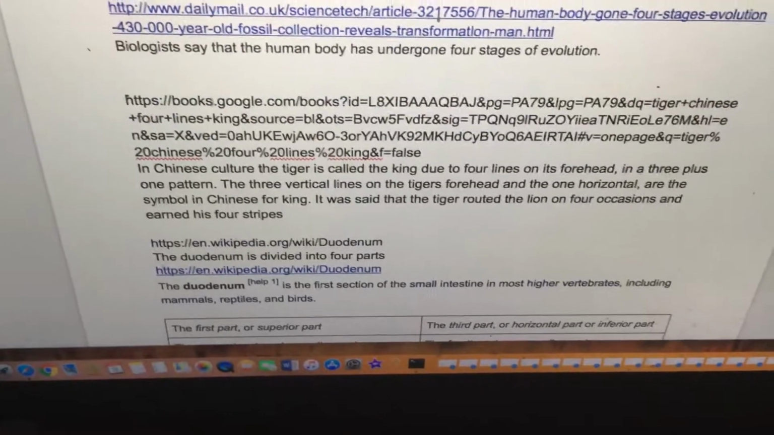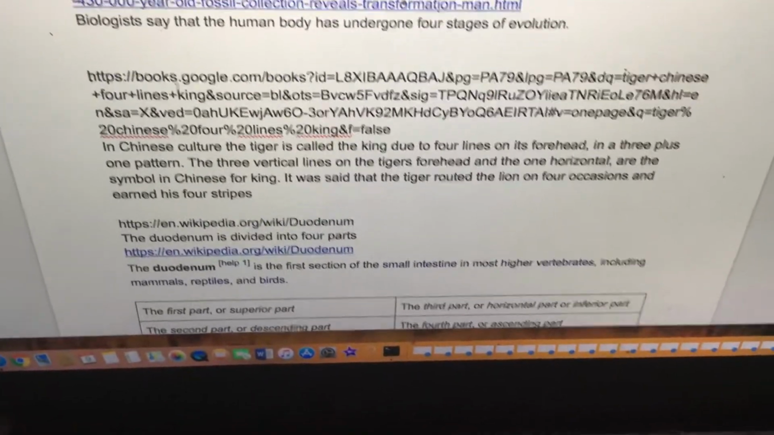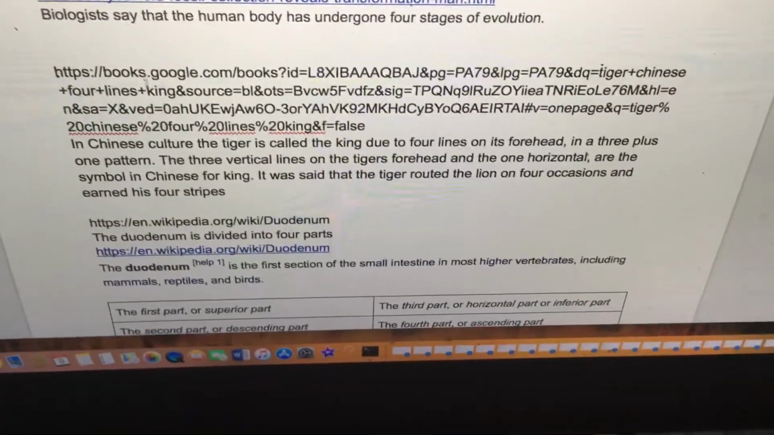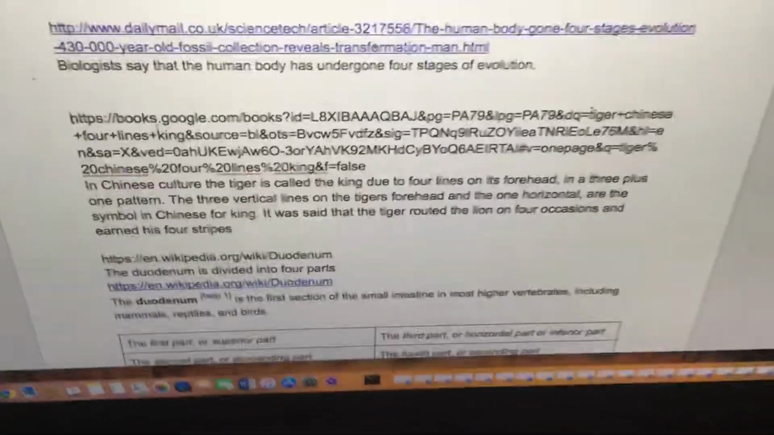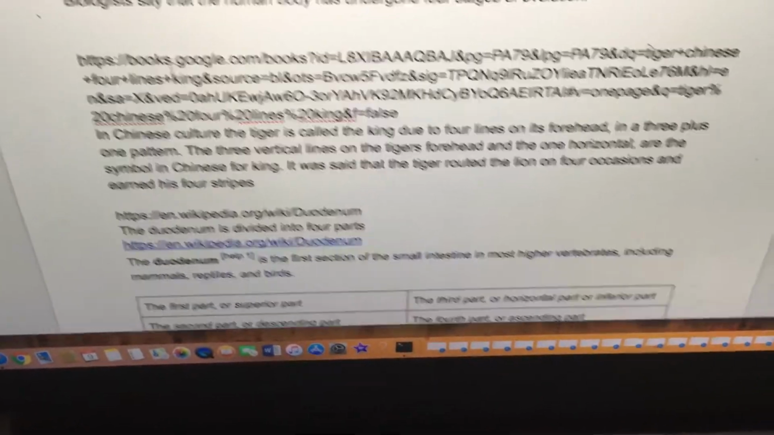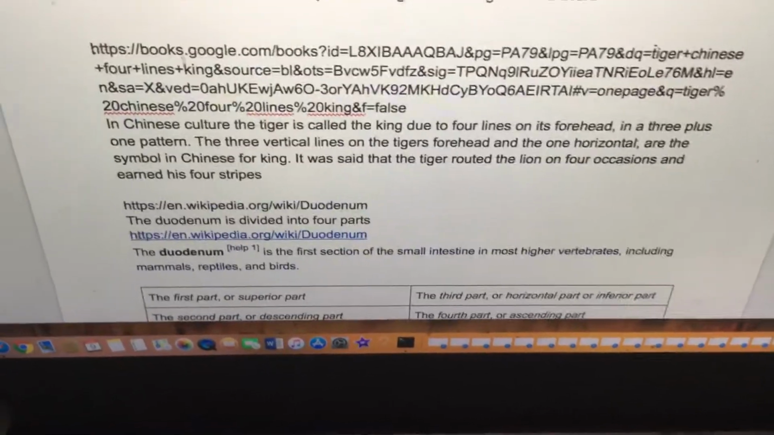In Chinese culture, the tiger is called the king due to the 4 lines on his forehead in a 3+1 pattern. The 3 vertical lines on the tiger's forehead and the 1 horizontal are the symbol in Chinese for king. It was said that the tiger routed the lion on 4 occasions and earned his 4 stripes.